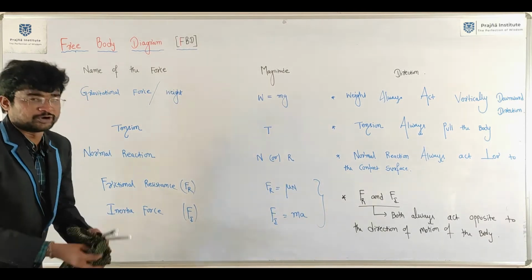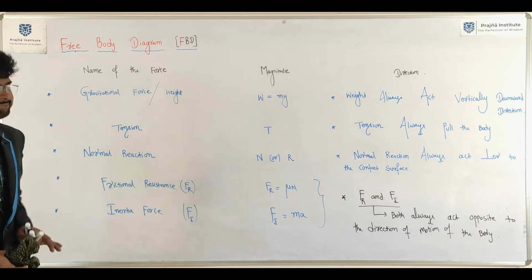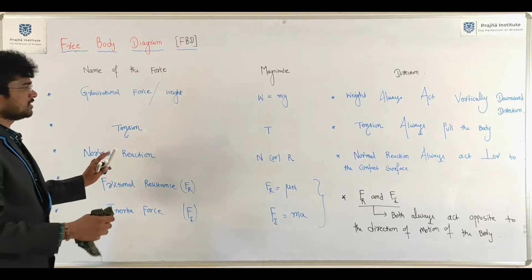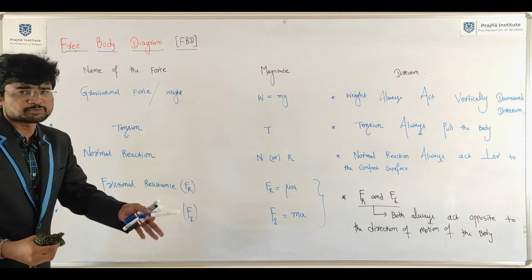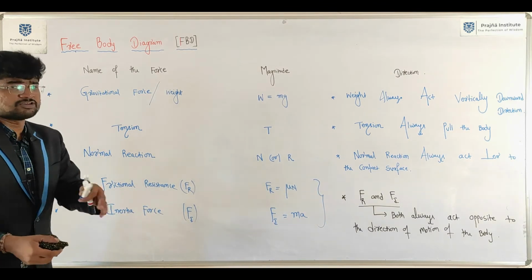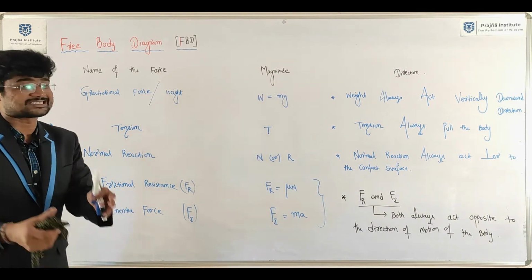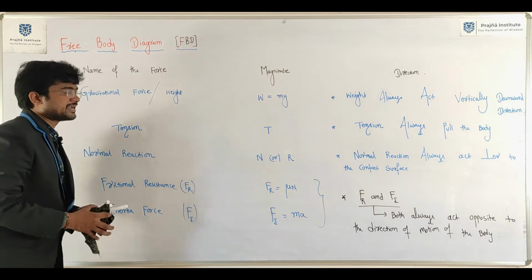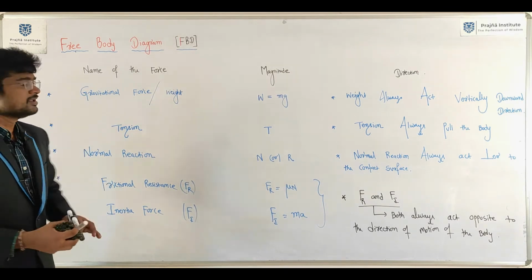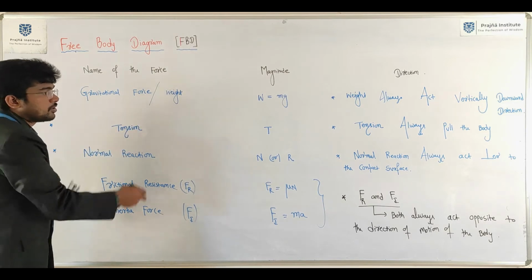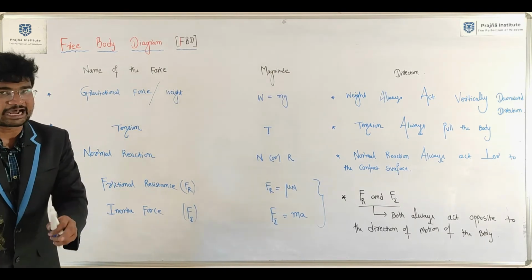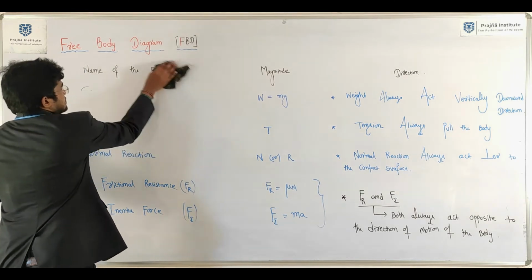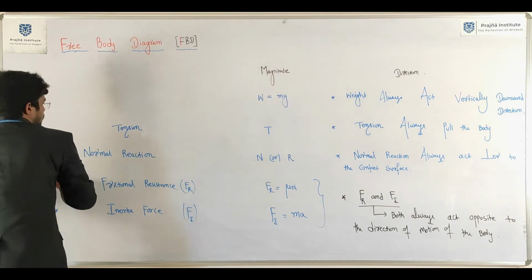Write down note. Completed. It's very simple actually. Weight always acts vertically downward direction. Tension always pulls the body. Normal reaction always perpendicular to the surface. These two forces always act opposite to the direction of motion of the body. We need to incorporate all the forces in the body while drawing free body diagram. Take it. Put a note.